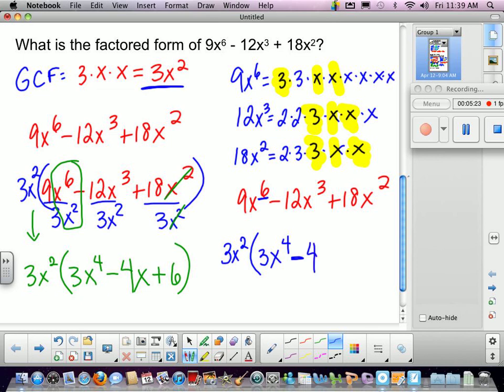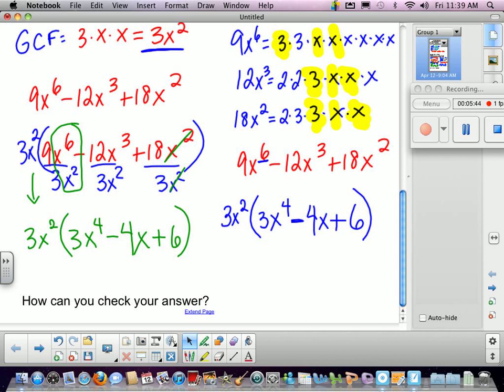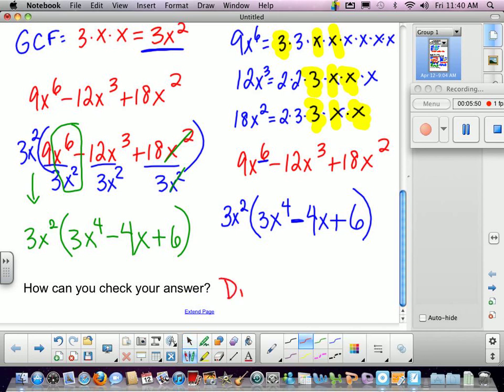X squared, we already have 2. We need to get to 3, so we need another x. What do you have to multiply 3 by to get 18? That would be 6. We already have 2 x's there, so we don't need any more. So 2 different ways of thinking about the same problem, and we end up with the same answer. And then how could you check your answer? We would check our answer by distributing. And when we distribute, we should end up back at the original problem.